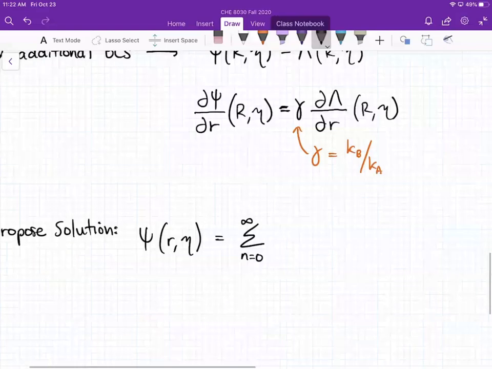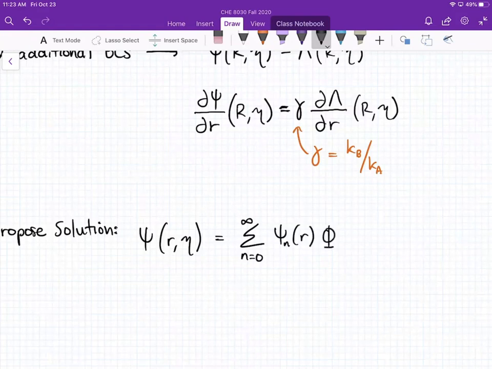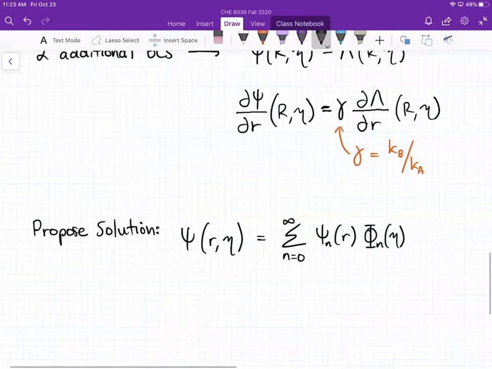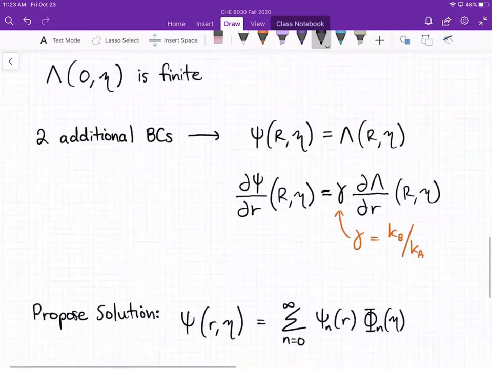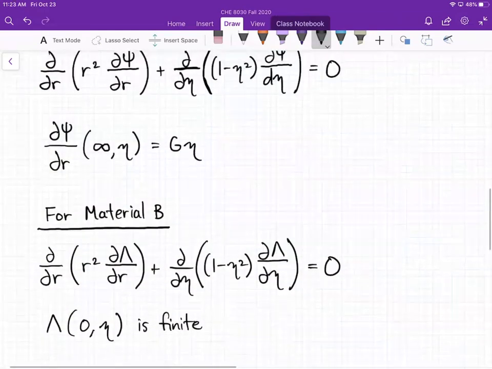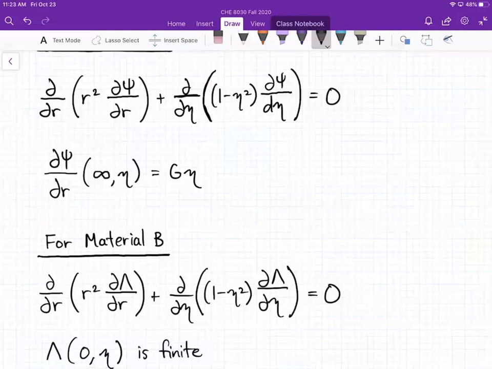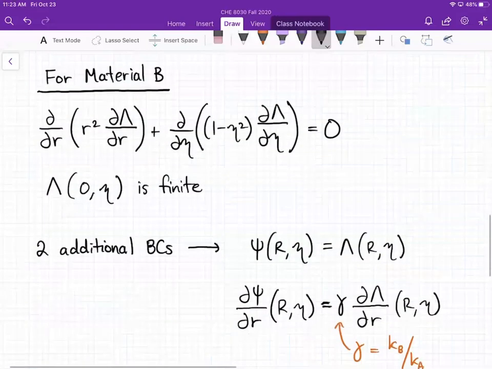Summation from n equals 1 to infinity of our transformed variable, which will be a function of r, and our basis function, which is a function of eta. Okay, now the next thing that we typically do is we go back and we transform the various parts of our differential equation. And so I'm going to just pick material A and do the transform on that.